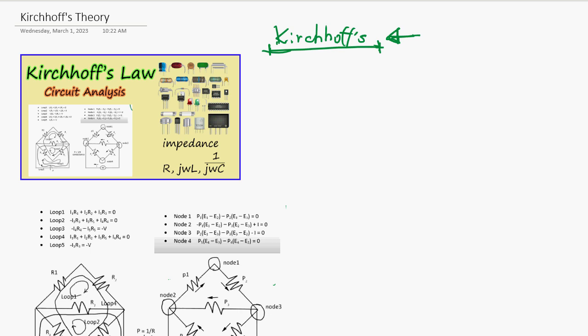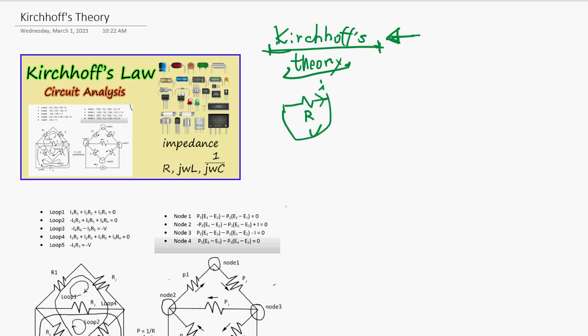Okay. This theory is said to be a law, but it's not a law. It's a theory. This theory or method of analyzing circuits is the basis of all electrical engineering circuit network analysis. Okay, so what happens is you have the basic element R, and there's Ohm's law, V and I.